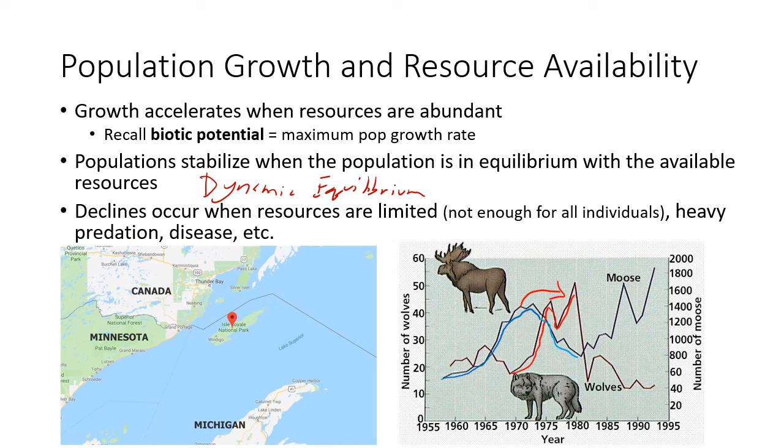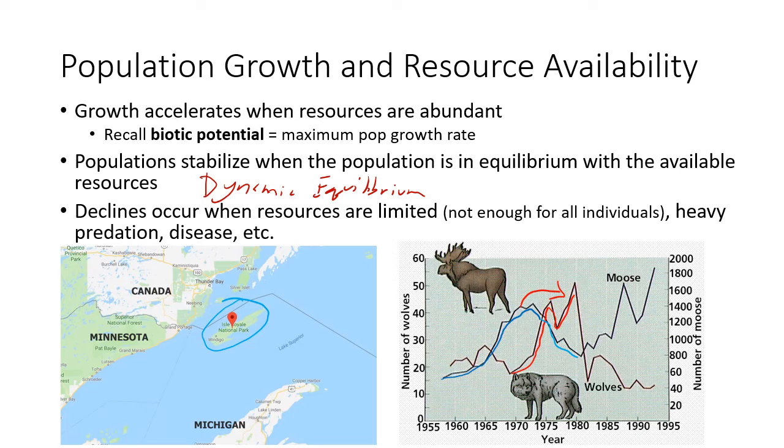Not only are the moose populations going to decline because of wolf predation, but there's going to be more moose in this relatively small island, and they're going to spread disease easier because they're in close contact with one another. They're going to potentially overgraze the island, so there's going to be less food to go around, and their populations are going to decline for a number of reasons.